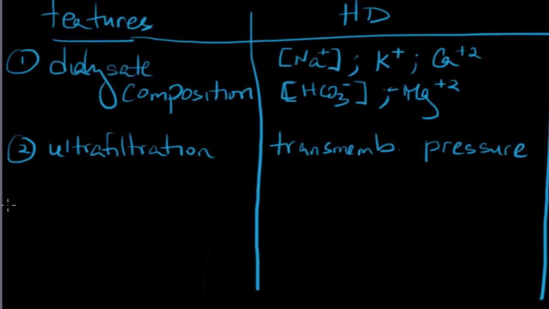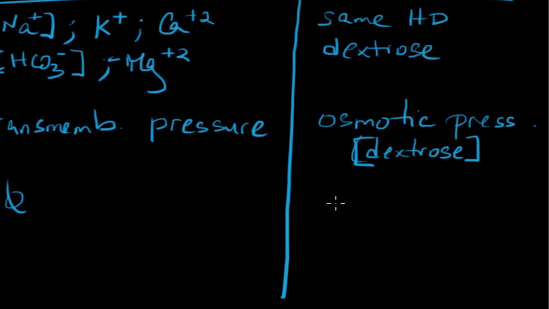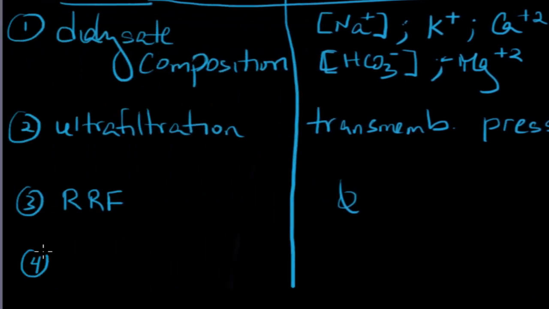The third feature is going to be residual renal function, RRF. Most hemodialysis patients don't have residual renal function, and if they do, they'll lose it as HD progresses, as they spend months on hemodialysis. But for PD patients, residual renal function is very important. You want to have a PD patient produce enough urine so that there is some clearance by the native kidneys, and you'll understand why that is necessary when we go to feature number 4.